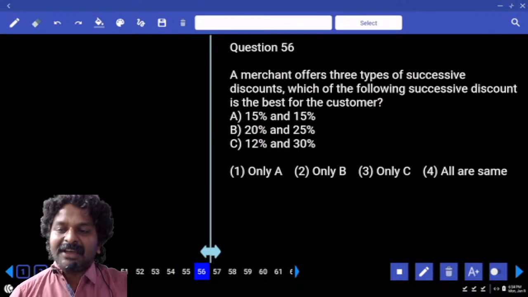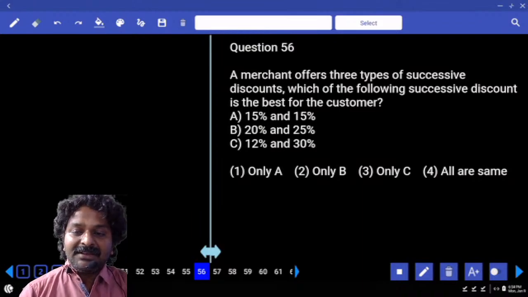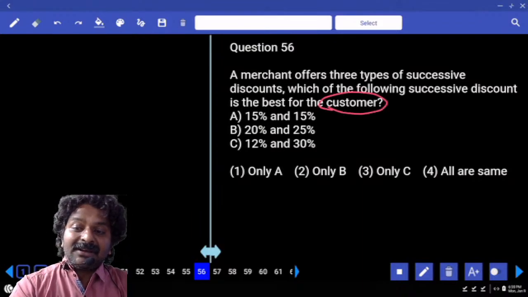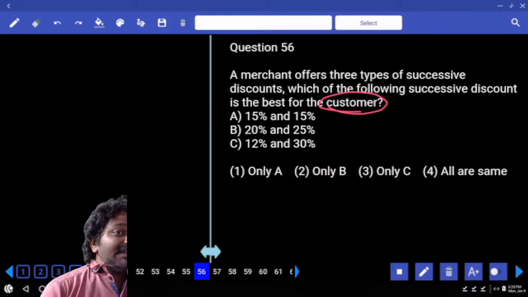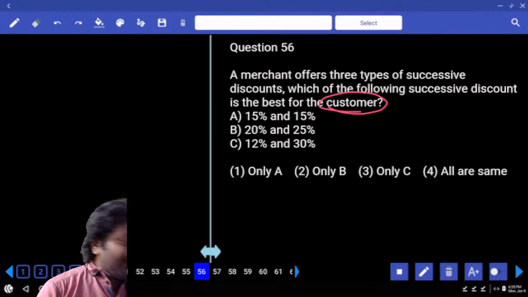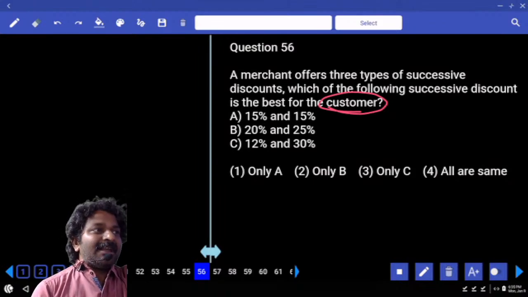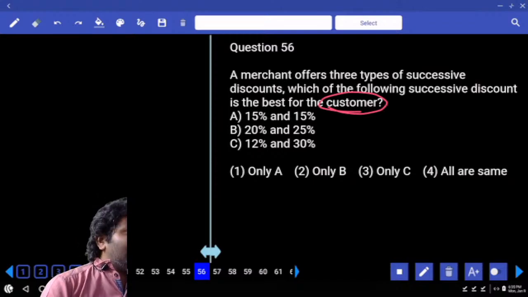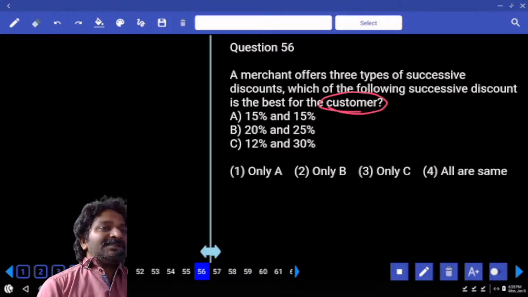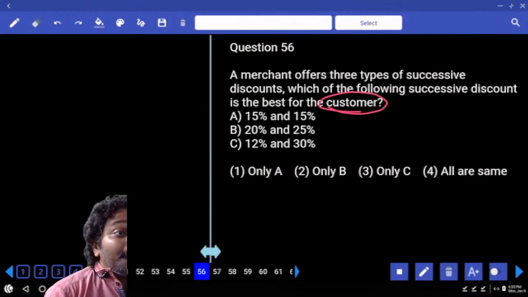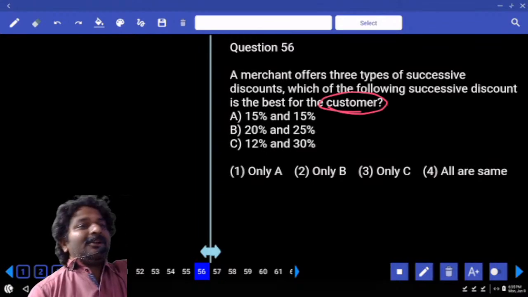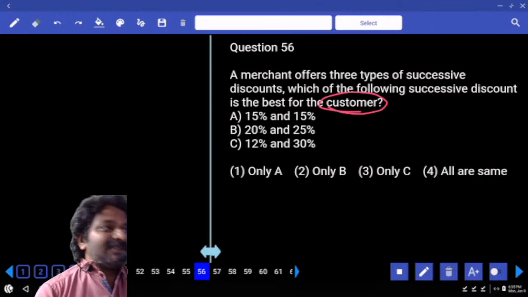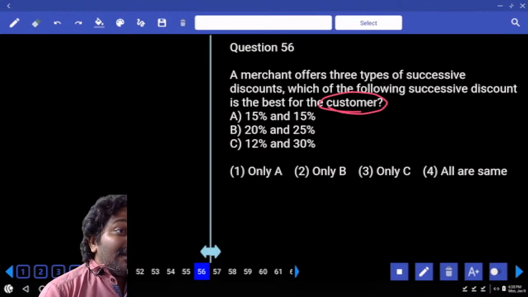The merchant offers 3 types of successive discounts. Which of the following successive discounts is the best for the customer? Sometimes they will ask you, which among the following is best for the merchant? If I am the merchant and you are the customer, then as a customer think, what is the best case for you? If you get more discount or less discount? More discount, being a customer, correct? Feel like you are a merchant, selling it to a customer. So for the merchant, what is the best case?